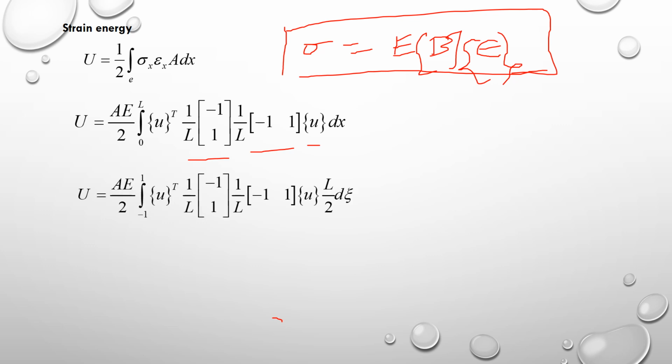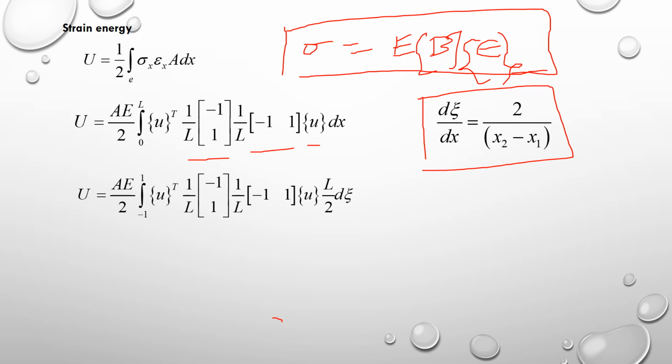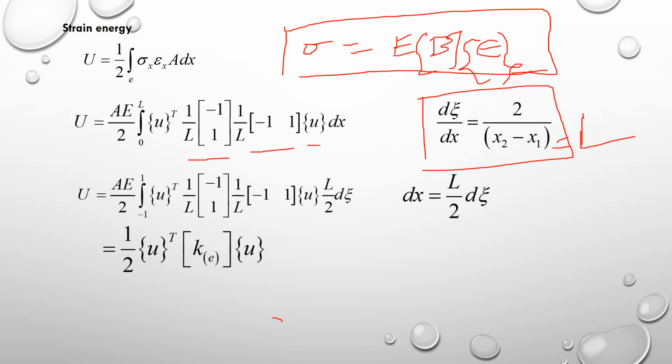After substituting these equations, we will multiply and find the result in matrix form, because we know the relation between the x and ζ coordinates. ∂ζ/∂x is equal to 2/(x2 − x1), and x2 − x1 is L, the length of the element. Substituting it in this equation, finally the relationship is dx equal to L/2 dζ. So we can rearrange this equation.